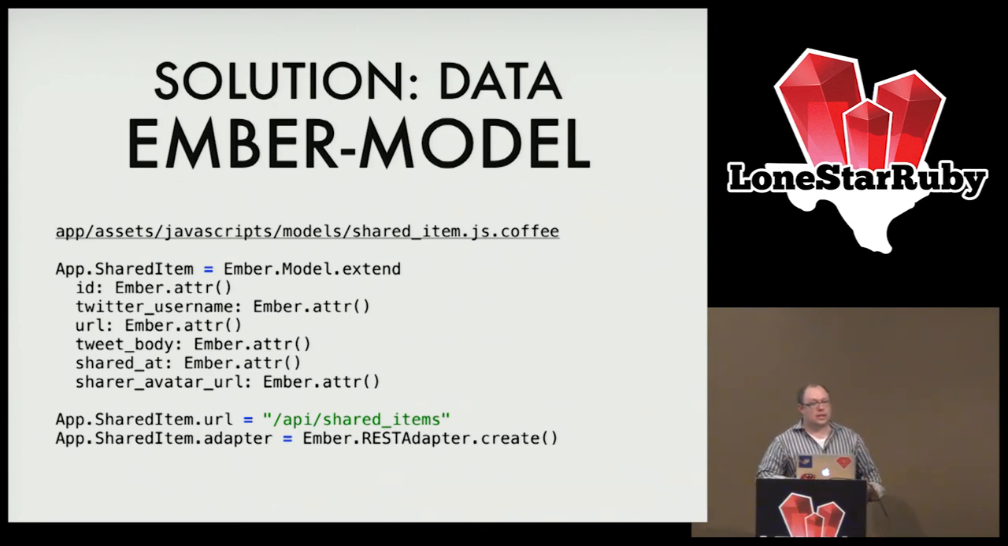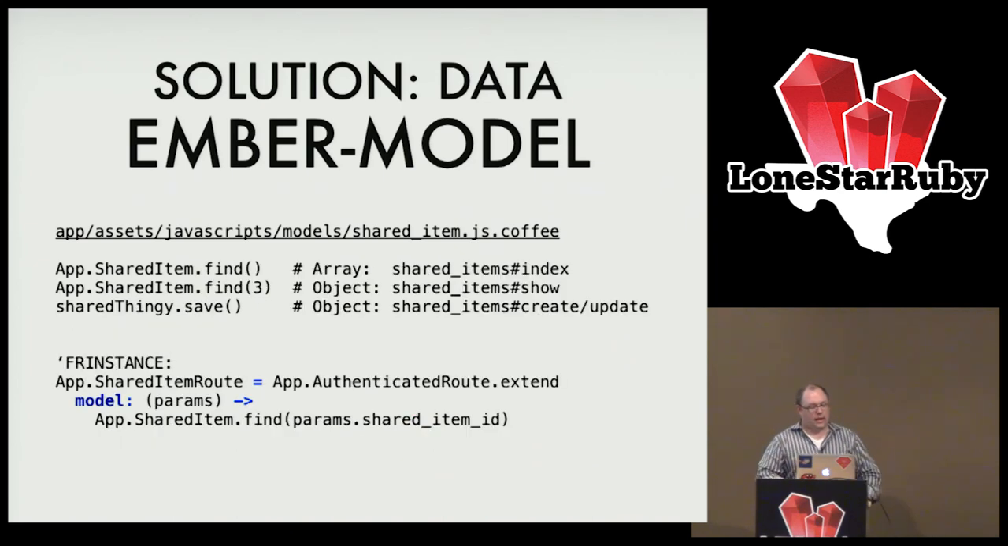So Ember model is like a stripped down, go-kart fast version of that that's totally customizable and you can do whatever you want. And this should look pretty basic. This is your model definition. We're defining some attributes, setting you up to go get it, and telling it that it's RESTful. And you don't do anything else. It's embarrassingly easy to use. Find goes and gets all of them. Find with an ID goes and gets that ID. And you can save it, and it will persist it. There's no crazy stuff going on here.